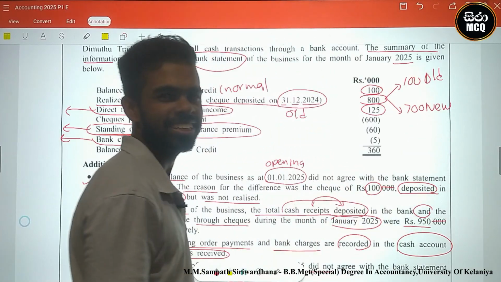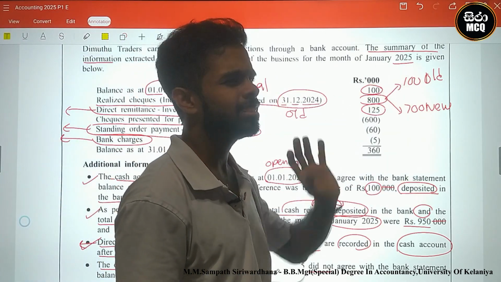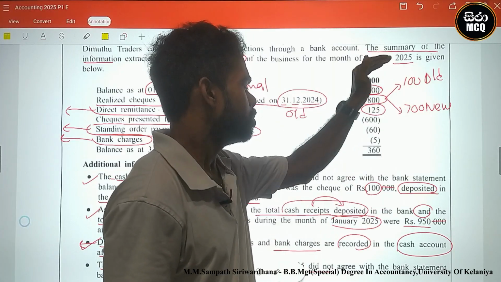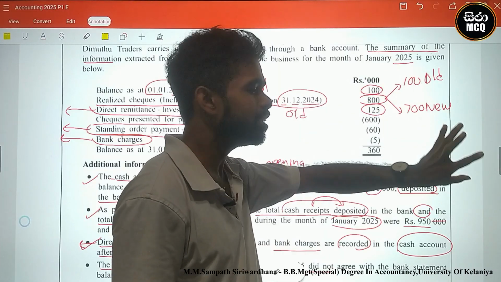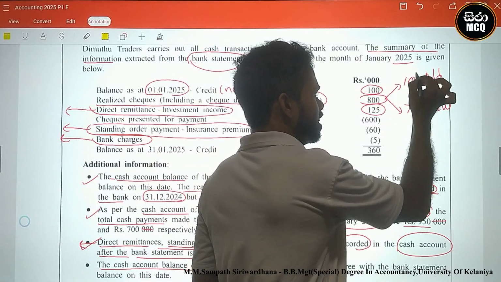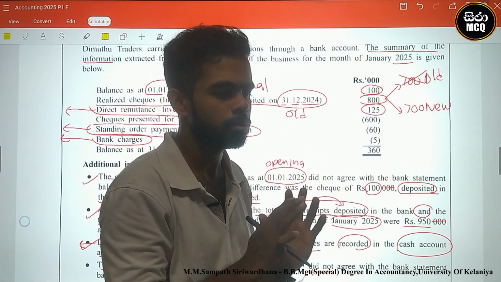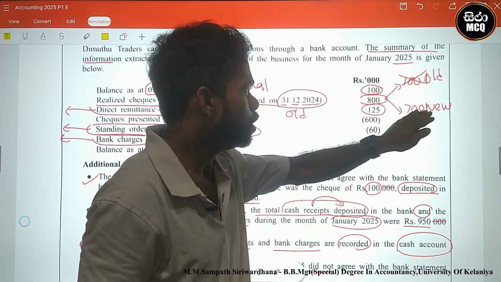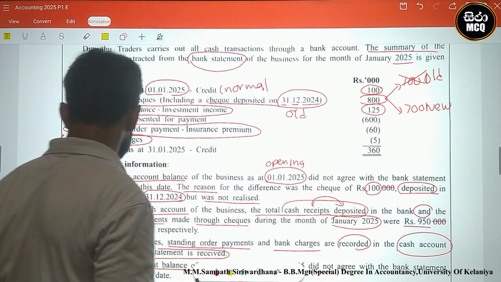New checks. There is a realized check of 800. The old one is realized there, which is 100. You can identify clearly, based on 800, the remaining balance is 700. So 700 means fresh checks realized. The old difference is now already cleared. The new realized check is 700.